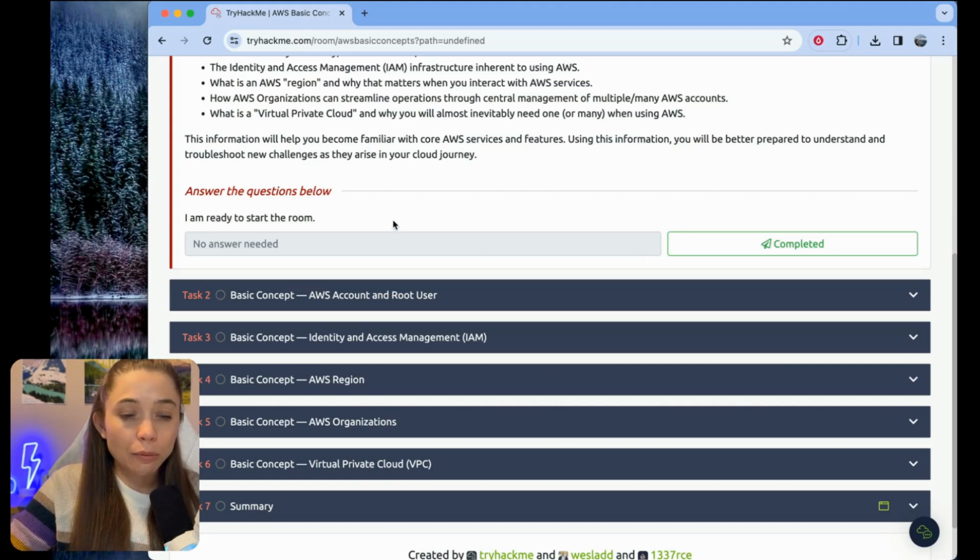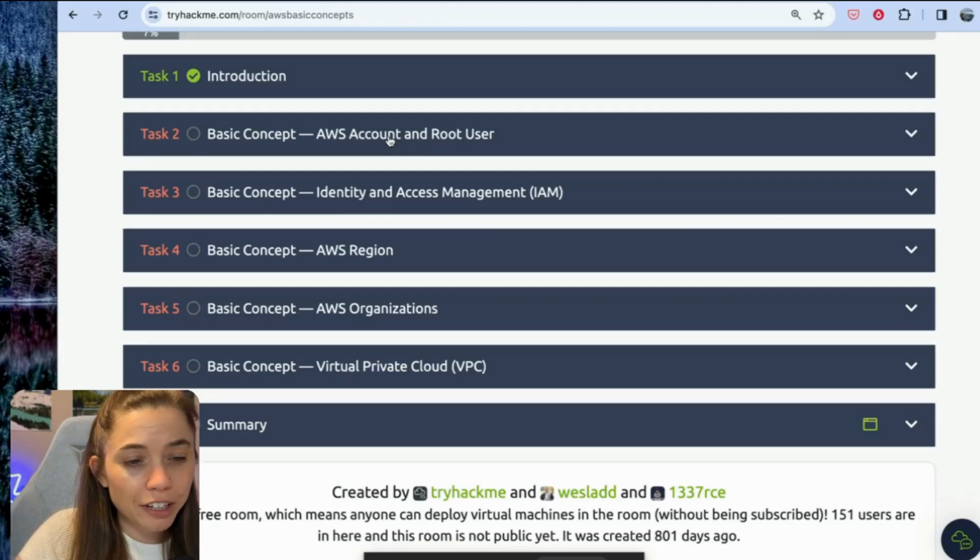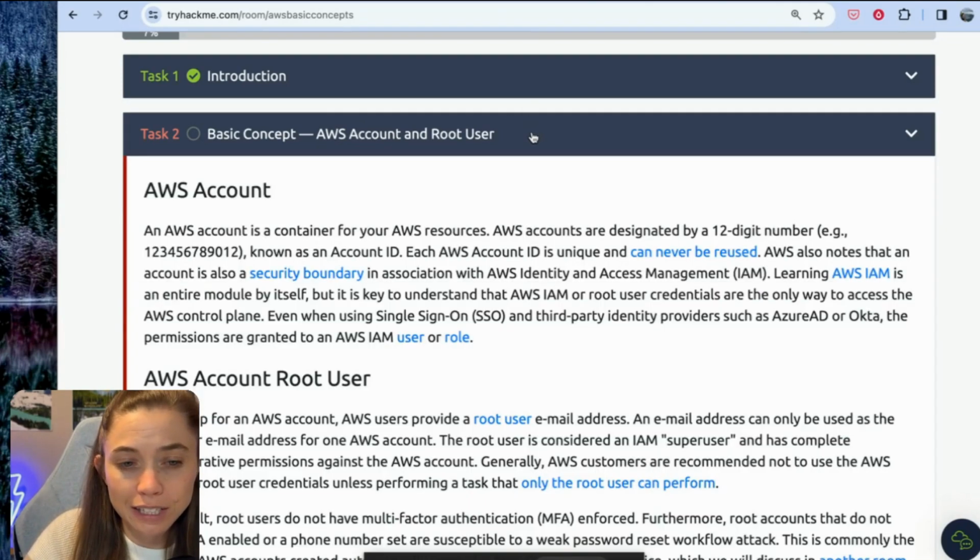All right, so in here we just click completed to say we are ready to start the room, and let's go. Now that we made it through that introduction task, we're getting into the actual basic concepts, which is the point of the room. So for task 2, the first basic concept is AWS account and root user. Let's see what this is all about.